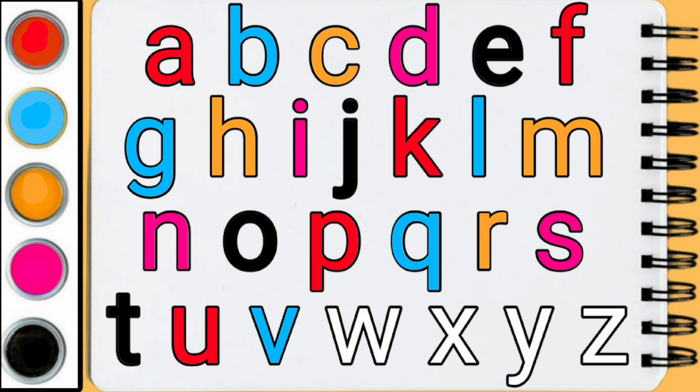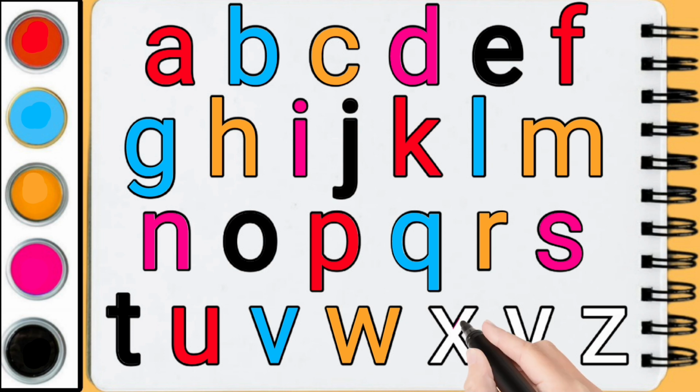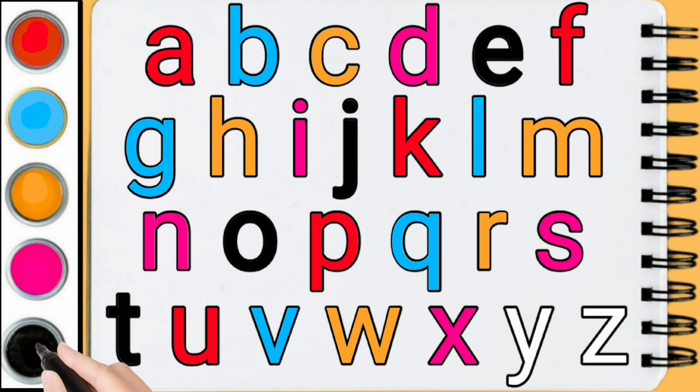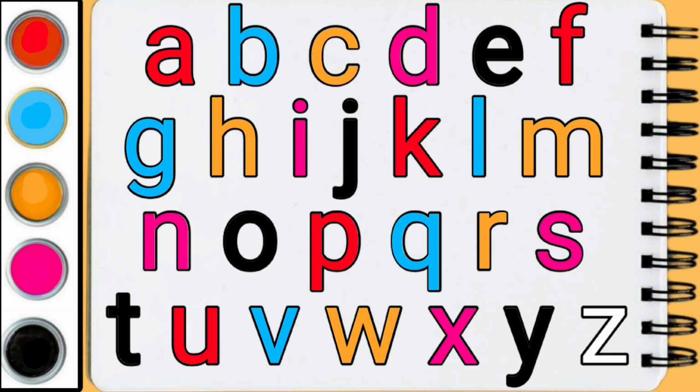Orange color, small w, W for watch. Pink color, small x, X for x-ray. Black color, small y, Y for yak. Red color, small z, Z for zebra.